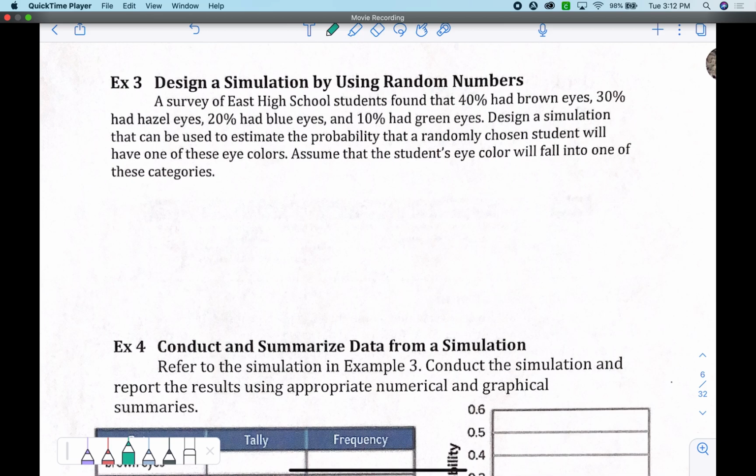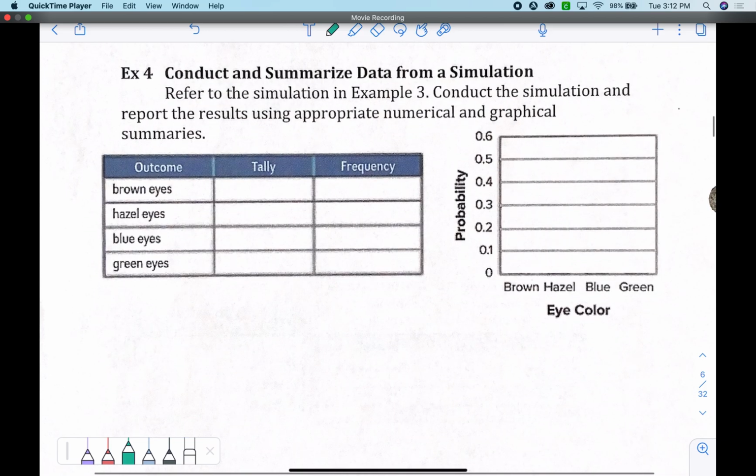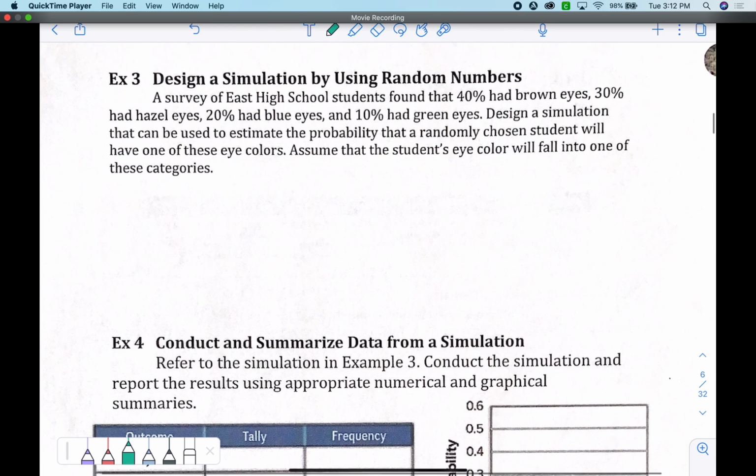Just wait. Okay, example 3. Now we have to design another simulation, and we're going to go to example 4 and conduct the simulation, and then I'll tell you what I want you to do for homework. Ready? Example 3. A survey of East High School students found that 40% had brown eyes. So I'm going to say 40% was brown. 30% had hazel eyes. I'm just writing my thoughts down.